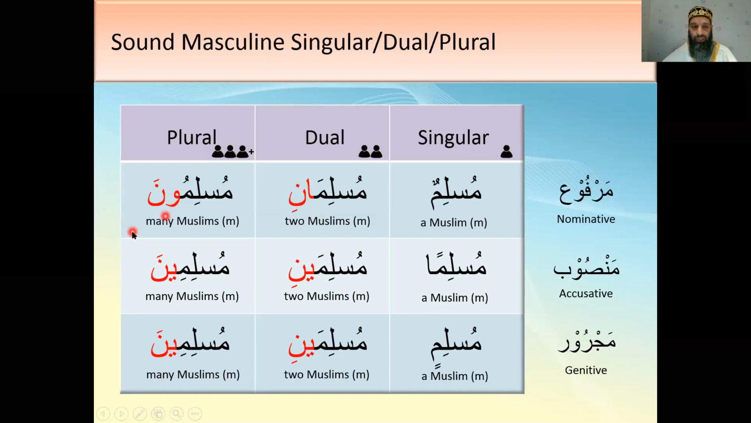Una is marfu. And you can see that the una part from the mim dhamma is still coming. The dhamma is still coming there. Right? So Muslimuna is the marfu way. So these are the marfu ways of saying Muslim. They mean the same thing. Look, I'm Muslim here, I'm Muslim in mansub, I'm Muslim majroor. It's just, you have to learn the cases because in the sentence, something is going on and you have to be able to determine where is the marfu, where is the mansub, right? Because it does affect the meaning.